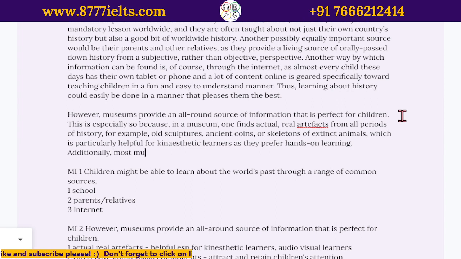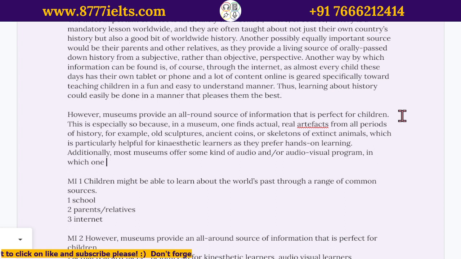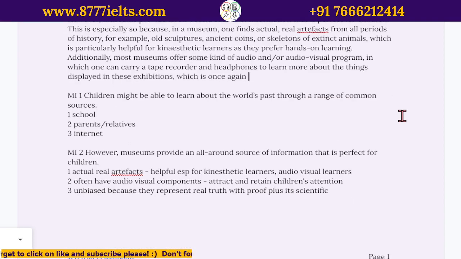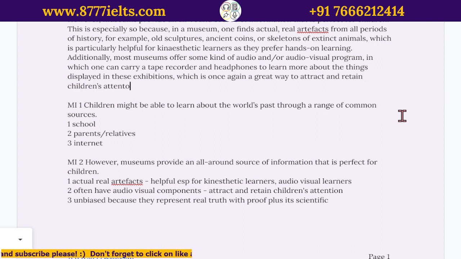Additionally, most museums offer some kind of audio and or audio-visual program, which one can carry, a tape recorder and headphones, to learn more about the things displayed in these exhibitions, which is once again a great way to attract and retain children's attention, since most children are known to have short attention spans.